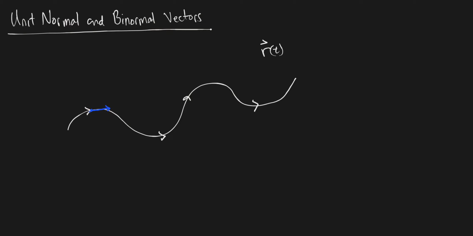So big N, vector N, is defined like this. You take the derivative of the tangent vector and then normalize it. So like this, right? And again, I'll just say where the magnitude of T prime is not 0, because we can't have a 0 in the denominator, right? So now we have a formula for N, right?